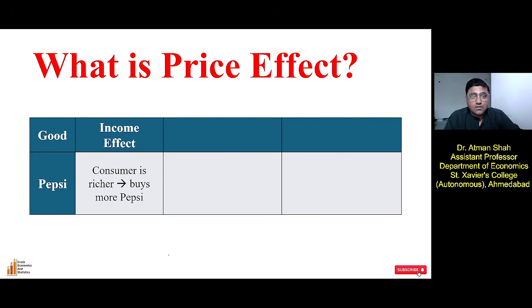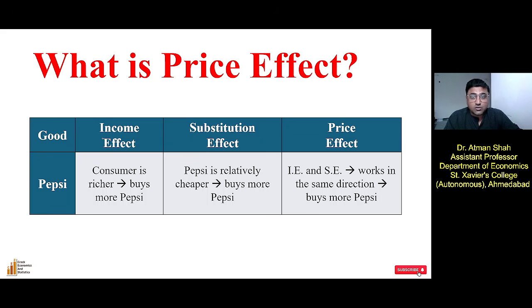So let's see this. What is income effect? Consumer is richer because the price of Pepsi has gone down, consumer's real income has gone up, and therefore consumer is richer and buys more Pepsi. So that is income effect. Then we have substitution effect. Pepsi is relatively cheaper and therefore consumer substitutes Pepsi for burger. And that is the idea of substitution effect. And then we have price effect. So in this case, income effect and substitution effect work in the same direction and therefore consumer buys more Pepsi.